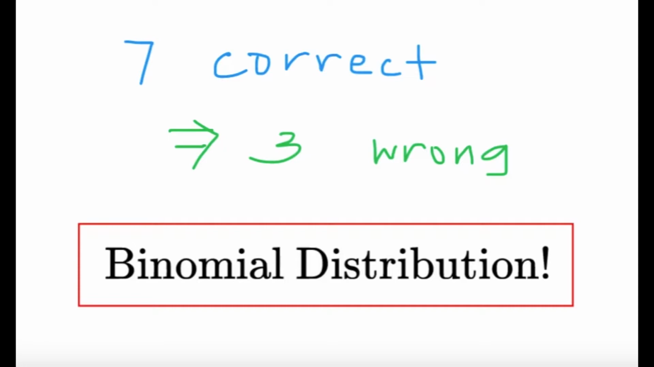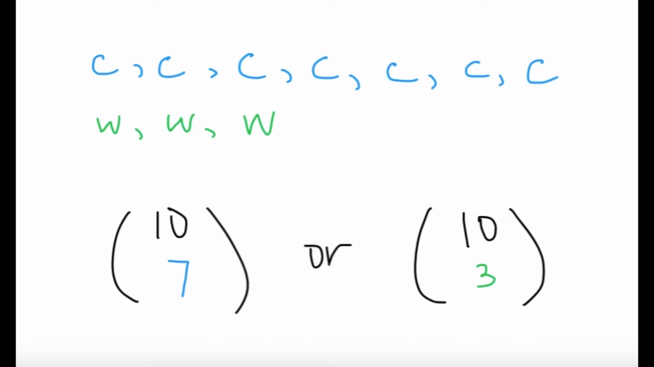So we have 7 correct answers and 3 wrong answers. So let's just write it down for now: 7 C's and 3 W's for correct and wrong. Now, note that we can take the permutations of any arrangement of C's and W's, and we'll have 10 choose 7 or 10 choose 3. Well, both will be the same, so it doesn't really matter whichever you choose.